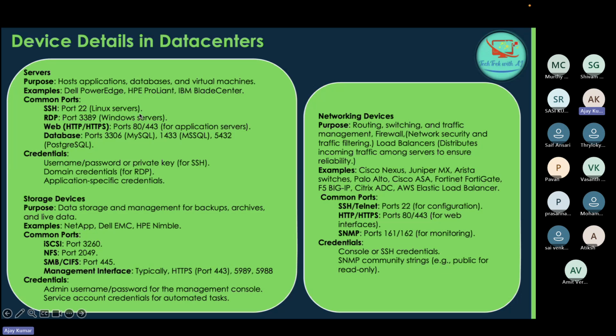If you want to remotely access any Linux type of device, there are different types of OS available in Linux like Red Hat, CentOS, Ubuntu, Unix, right? So there are a lot. To take remote access of any Linux device, you require port 22. In the same way, for Windows servers, Windows devices, you require port 3389.